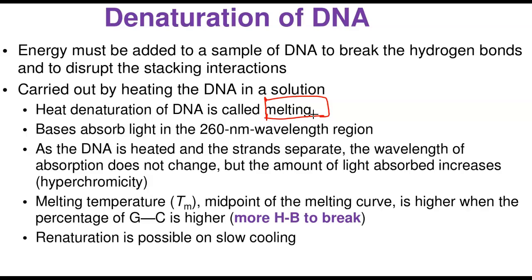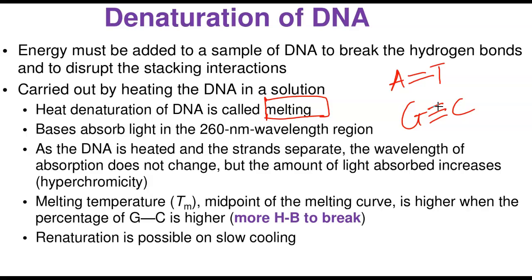Now, of course, the bases will absorb light at 260 nanometer wavelength. As the DNA is heated, the strands will separate, and the wavelength of absorption does not change, but the amount of light absorbed increases, and that leads to the breaking of those complementary hydrogen bonds, which are between AT or GC. Remember, AT has only 2 and GC has 3. Now, what is the implication of this? The melting temperature, the midpoint of the melting curve, will be higher in DNA that contains GC than in DNA that contains AT, because in GC you have to break 3 hydrogen bonds.